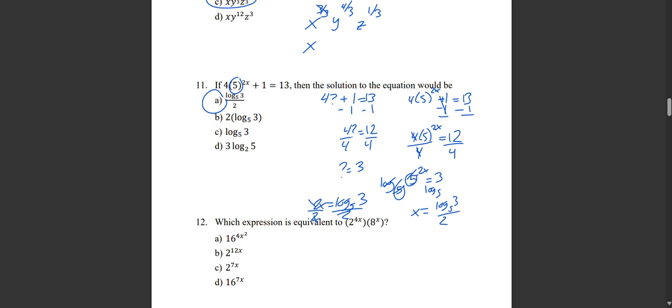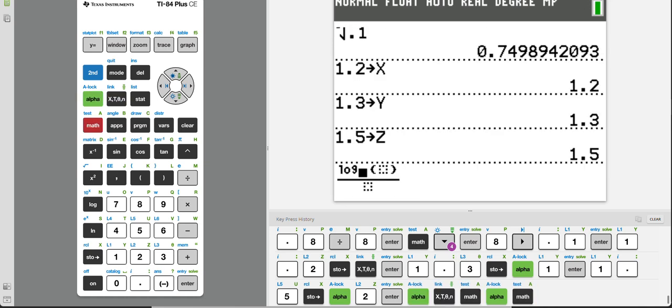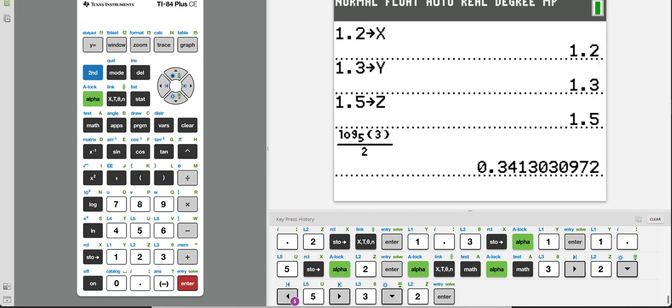But that's okay because this log base 5 of 3 over 2, that's just a number. Right? So I can go in Math Alpha, log base 5 of 3 over 2. I can just find out the decimal, and I can plug in the other answer choices and see which one gives me the same decimal. So don't need to fret too hard about that.